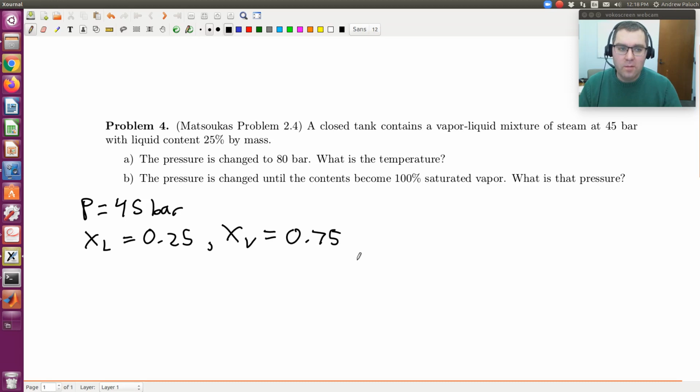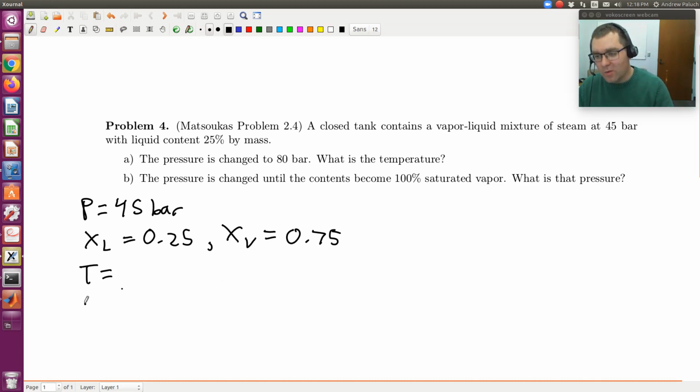So to start with, we have a system at vapor-liquid coexistence at 45 bars. And then in A, the pressure is going to be changed to 80 bars, and we're asked what the temperature is. So we're going to have to be able to identify our phase. So before I move on to A and B, let's start with the system we have and fully categorize it. Specifically, I'm going to look up the temperature. Since it's a system at vapor-liquid coexistence, I can readily figure out the temperature.